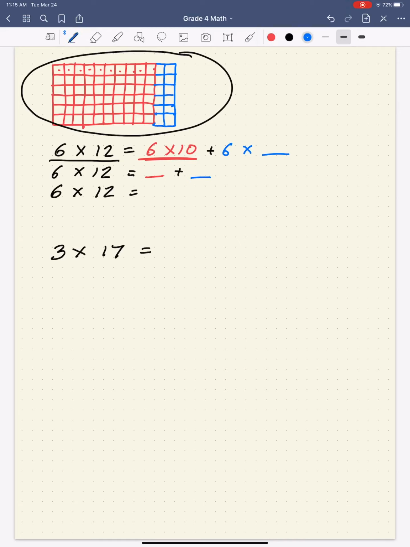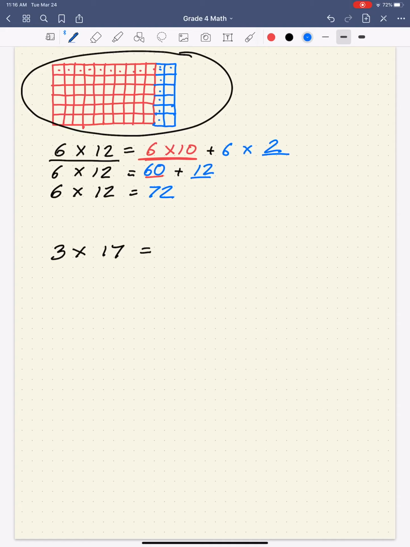So then we had to fill in the blank here, 6 times what for the blue section? So we've got 1, 2, 3, 4, 5, 6 times 2. 2 in each row for the blue section. So let's bring down to do our answers. So 6 times 12 is equal to 6 times 10, which is 60, plus 6 times 2, which is 12. And then we add those together to get 72.